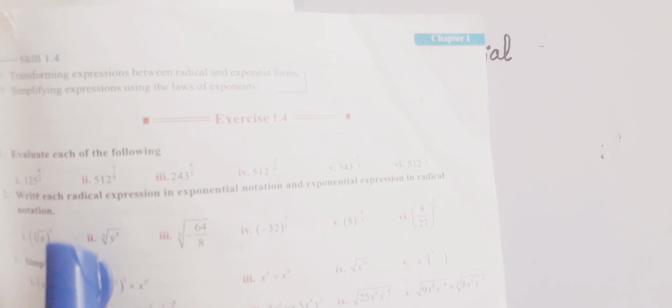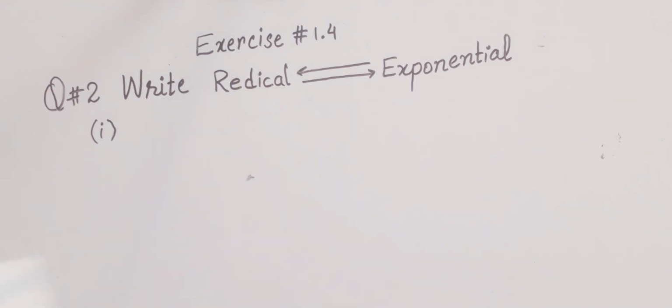Now the question number 2 is: write each radical expression in exponential notation and each exponential expression in radical notation. We will write all the radicals in exponential form and exponentials in radical form in this question. Now we will start.